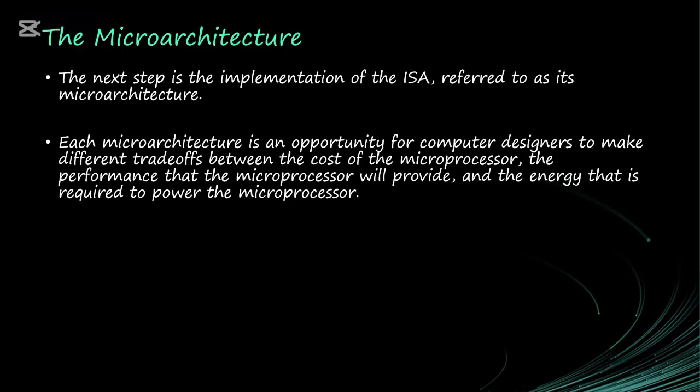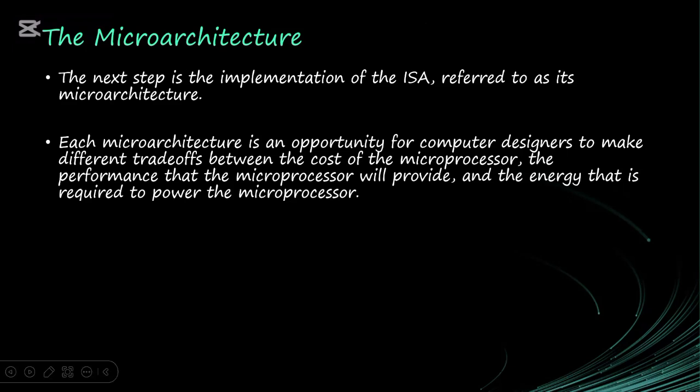So in the implementation of this ISA, the computer designer will check: am I creating this microprocessor to be cheap so that people can afford it? In that way, I'm going to use cheap components and cheap technology. Or do I want it to be fast? That means I will have to use expensive technology, and that will make the computer expensive. So now these are the trade-offs.